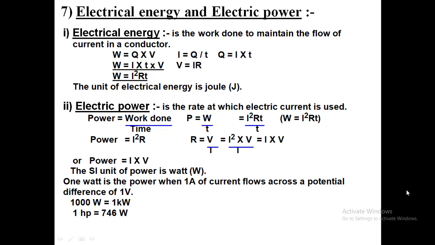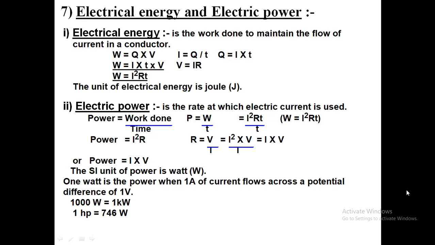Dear students, in this video you are going to learn about electrical energy and electrical power. Now what is electrical energy? Before going to discuss electrical energy, I would like to recap the concept which you have learned in your class 9. That is work done as well as energy.